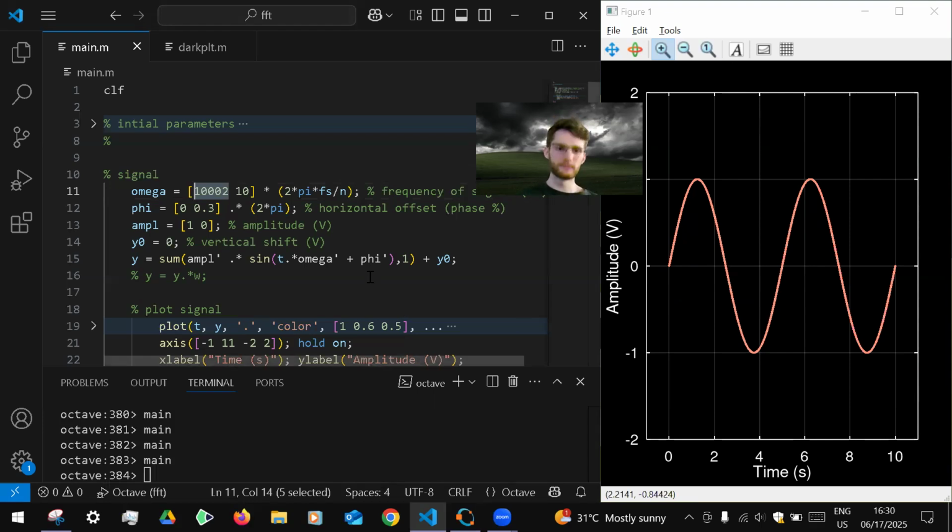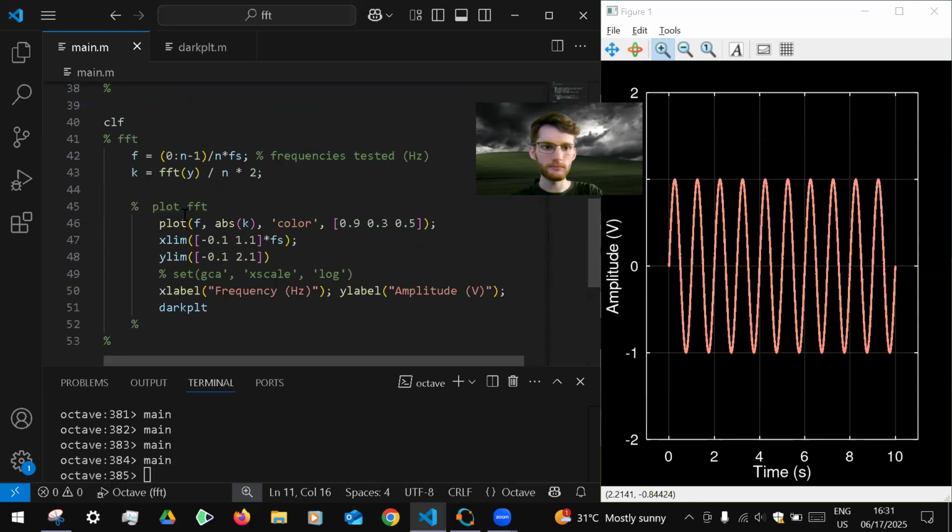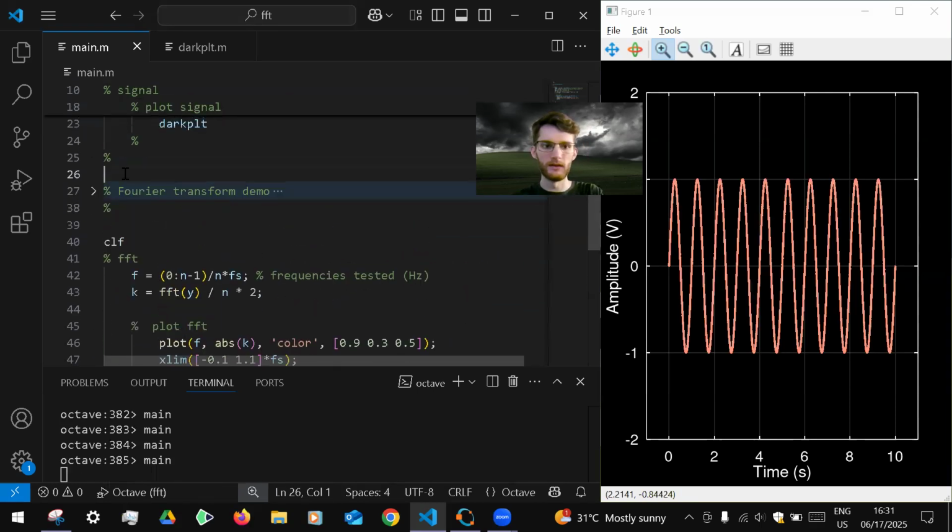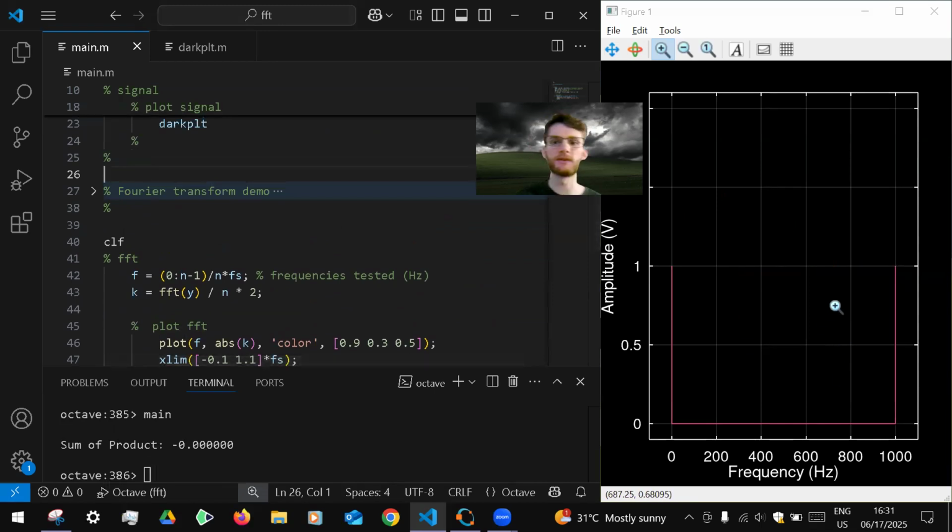Because of this, when you get frequencies that are higher than the Nyquist frequency, which is half of the sampling frequency, once you start getting above that, higher frequencies start to look like lower frequencies. And that is why when you do the Fourier transform, it is kind of symmetrical. It's because of the aliasing.